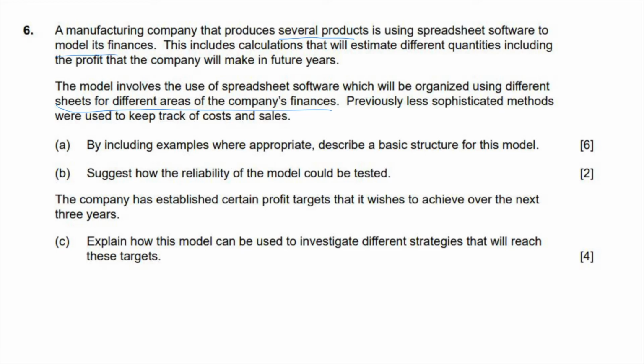So actually in this problem, we're not going to be creating a spreadsheet, but this is a good way to understand how spreadsheets are used in option B, what kind of questions you're going to face, and just an idea of what the IB thinks about spreadsheets. So the first question is, by including examples where appropriate, describe a basic structure for this model. So this is going to be a spreadsheet-based structure.